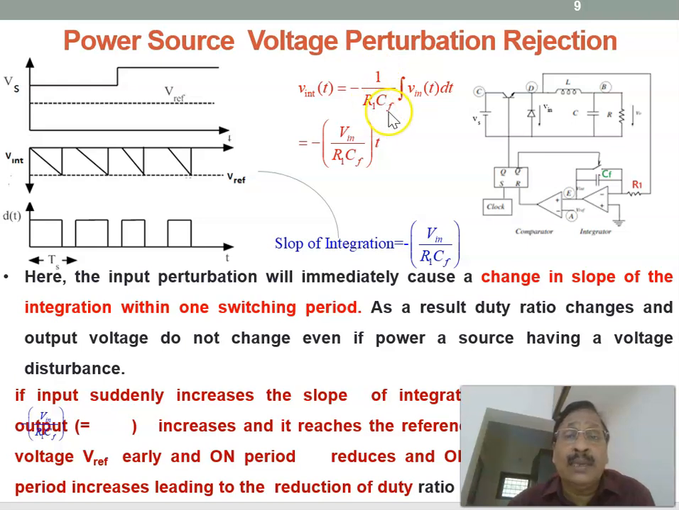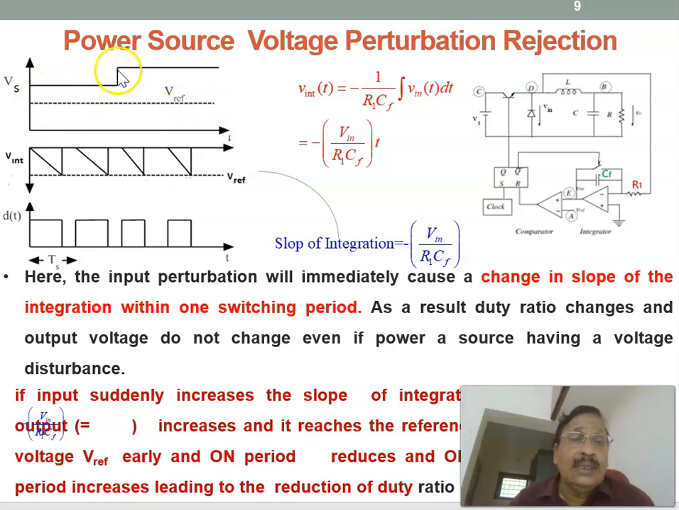equals minus 1 by R1 Cf integral of Vin dt, or Vin times T divided by R1 Cf, with a minus sign. Since the input voltage was previously this much but has now increased, the slope is now increasing, because Vin is increasing. Once the voltage increases at this point, the slope increases, so compared to before, it reaches the reference value sooner. That means the on period is reducing and the off period is increasing. Therefore, again the output voltage is the same as the reference voltage.